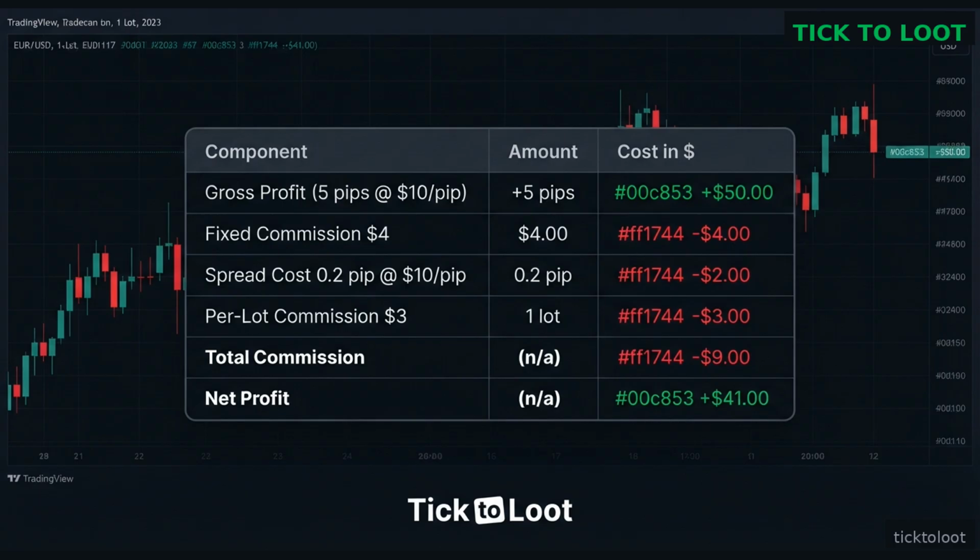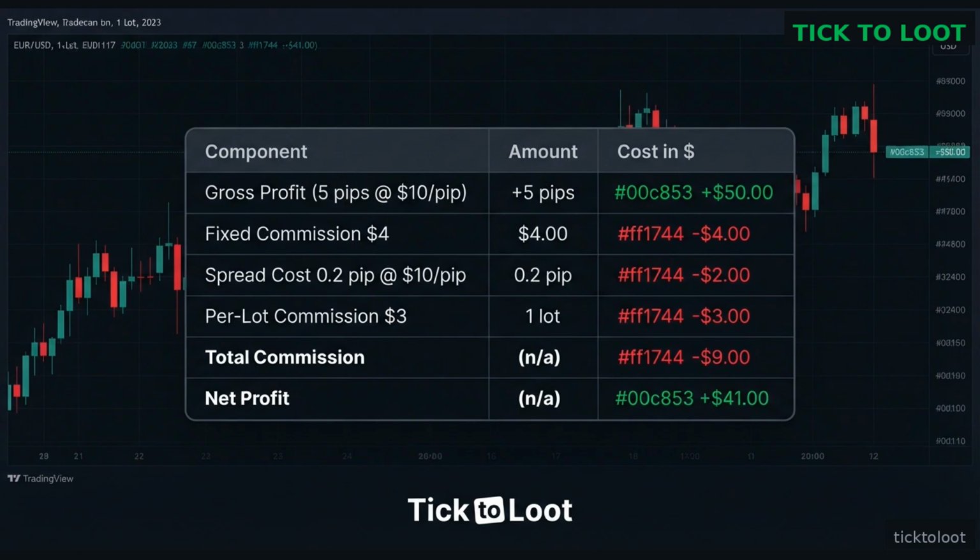Step 3. Translate the spread into dollars. With a pip value of $10, 0.2 pip costs $2. Step 4. Add up all commission costs. $4 fixed plus $2 spread plus $3 per lot equals $9 total commission. Step 5. Subtract the total commission from the gross profit. $50 gross profit minus $9 commission leaves you with a net profit of $41. This net figure is what actually lands in your account after the broker takes its cut.